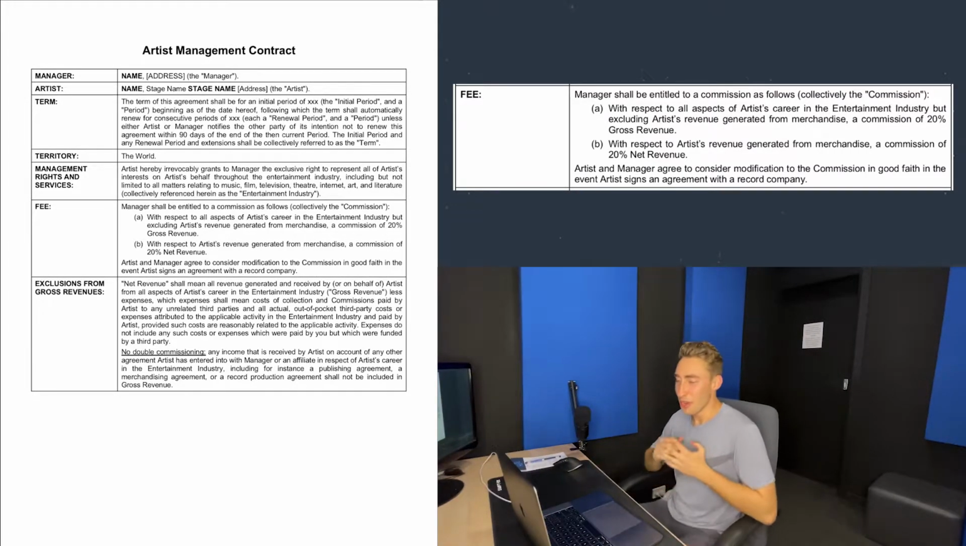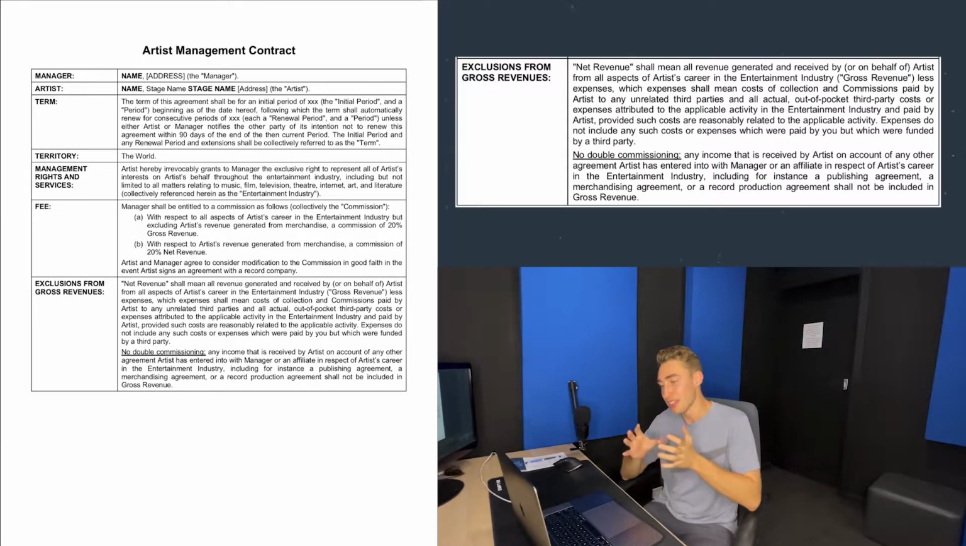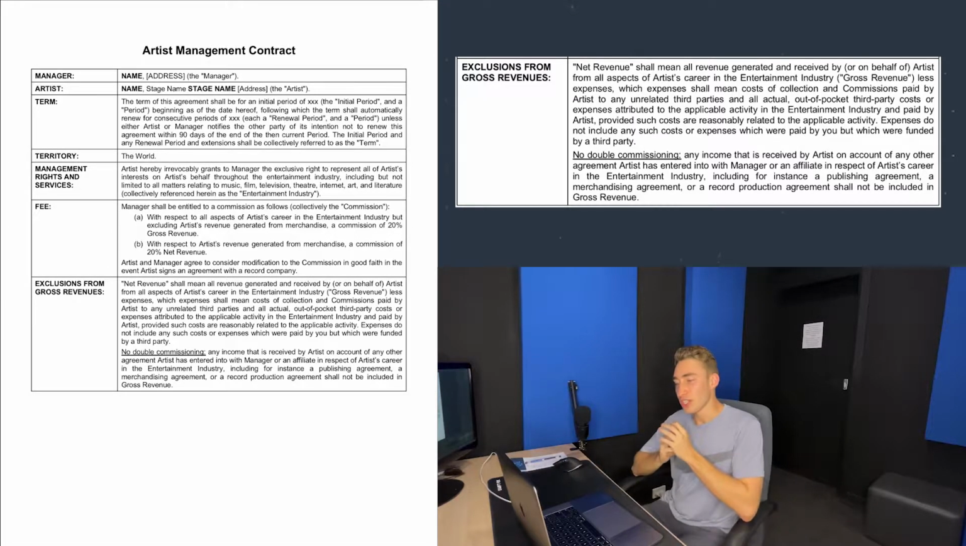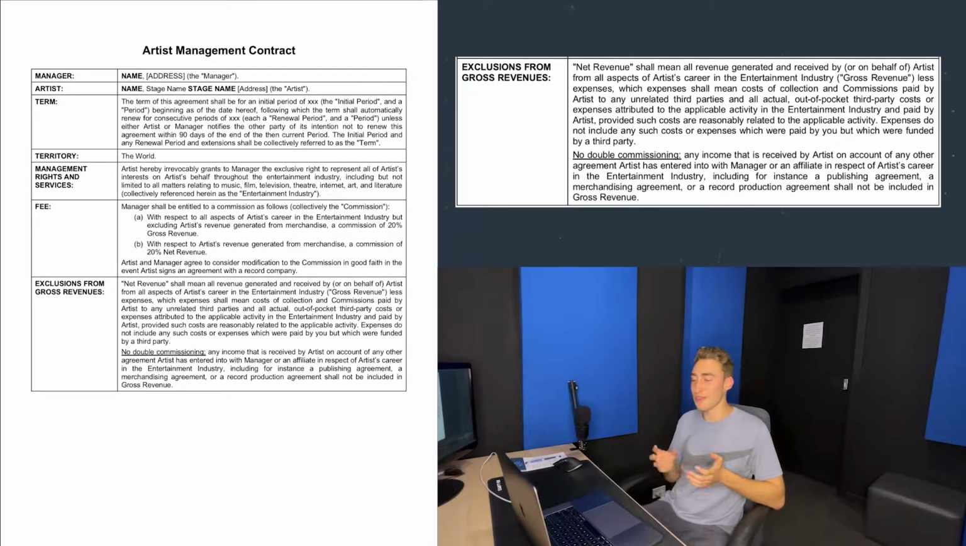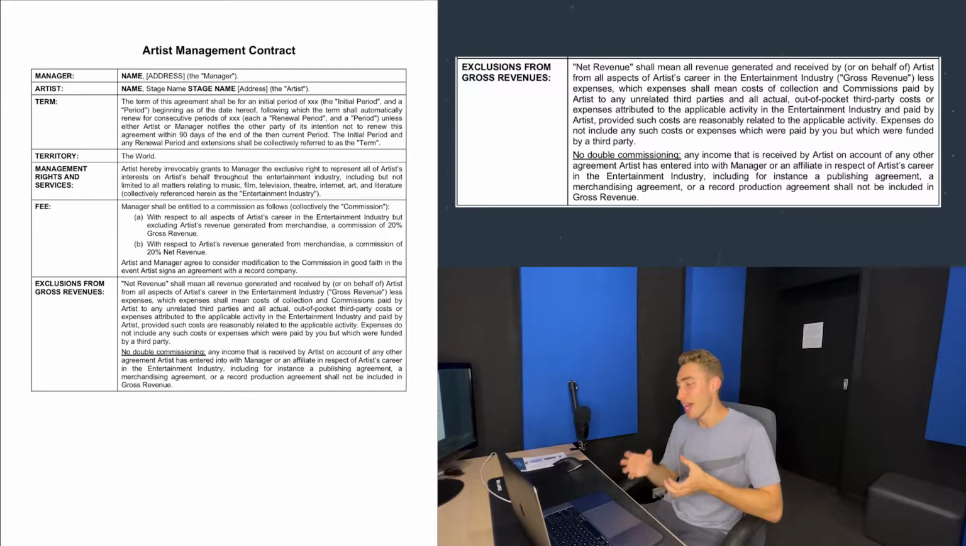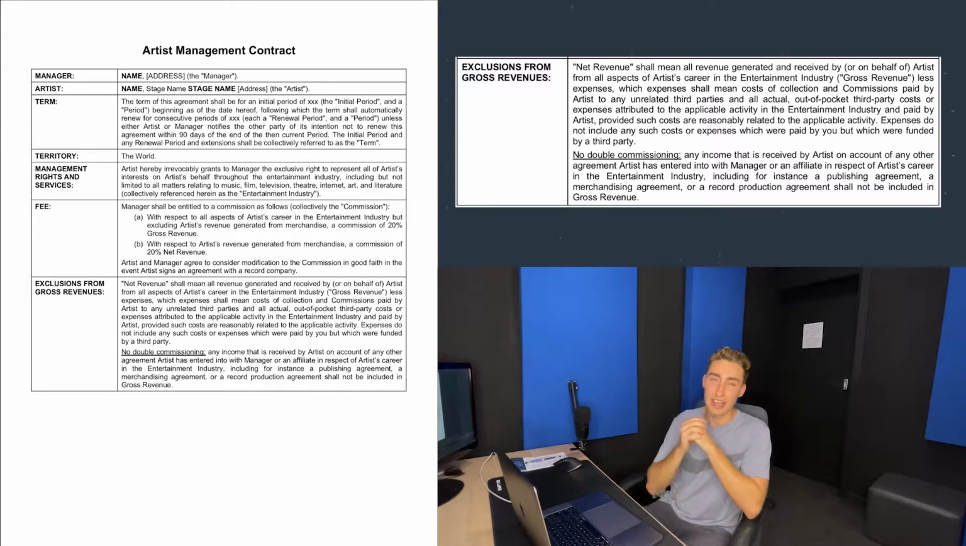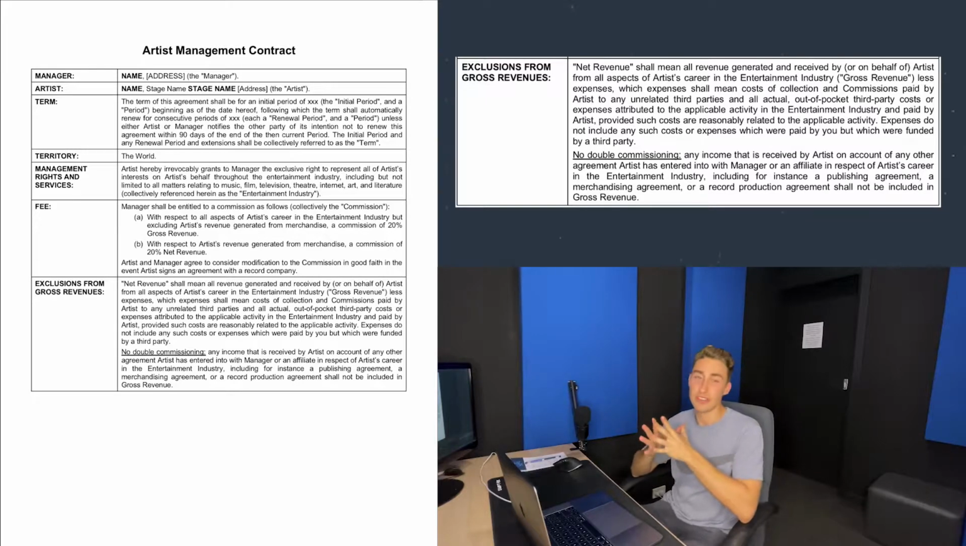So now on to the next section, exclusion from gross revenues. This section is essentially just targeted at the above section, subsection B, which is in regards to the merchandise and net revenue. This section is just defining what net revenue means and basically encapsulates that the artist will recoup the costs of producing merchandise before the manager gets their commission.